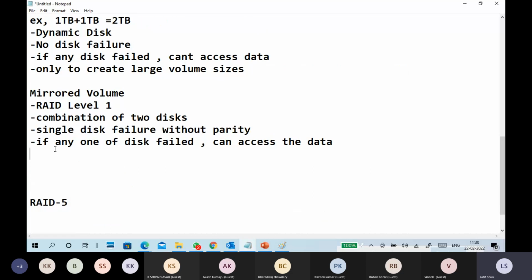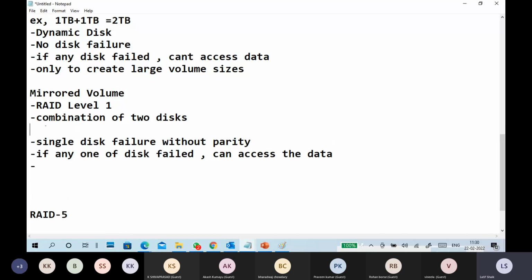Okay, so here it is. We take a 2 disk combination, compulsory. We should take it like this example: 1 terabyte of disk plus 1 terabyte of disk, if I take it, the resultant is 1 terabyte only.